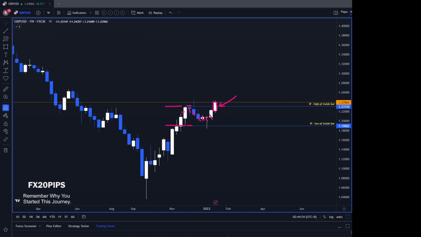All right, like what I said earlier on, I want to see a bullish continuation, okay, to give me more confidence to further buy into GBPUSD, okay, for myself. Right. Yeah. So this is the weekly chart analysis.